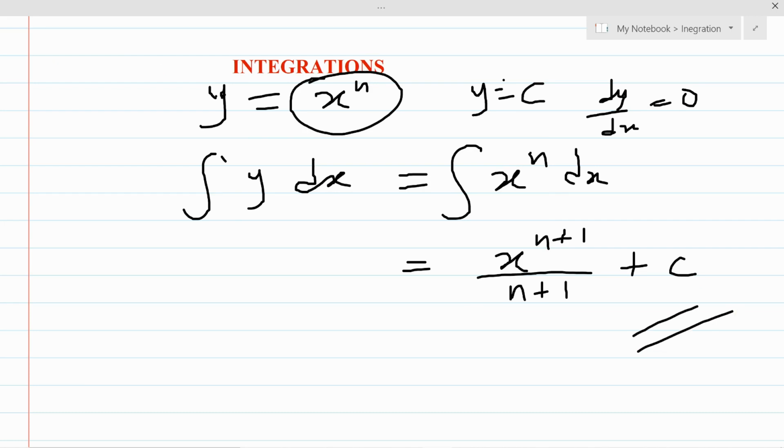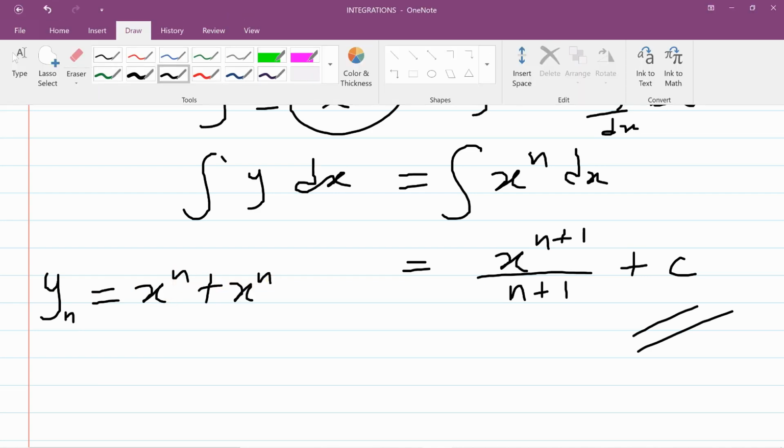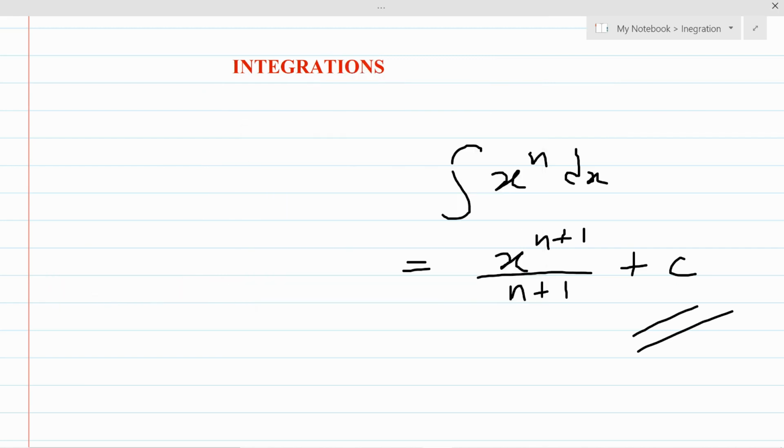So in this case, we have a polynomial y of n, that is a polynomial of order n, x to the power n plus x to the power n minus 1. Let me write it well. Alright, so keep in mind that this is our general definition for integration.